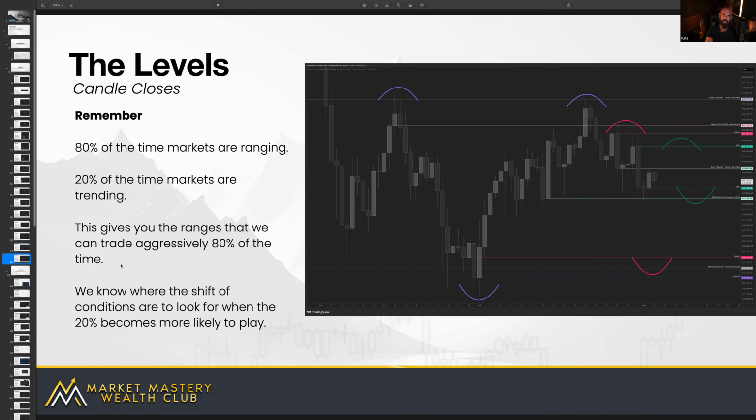80% of the time markets are ranging, 20% of the time they are trending. Remember that, get it in your head. This is why trading and learning to trade is so good, because 20% of the time is hardly any time in the scheme of how slow these things move. This gives you the ranges that we can trade aggressively 80% of the time. We know where the shift of conditions are for the 20% of the time.